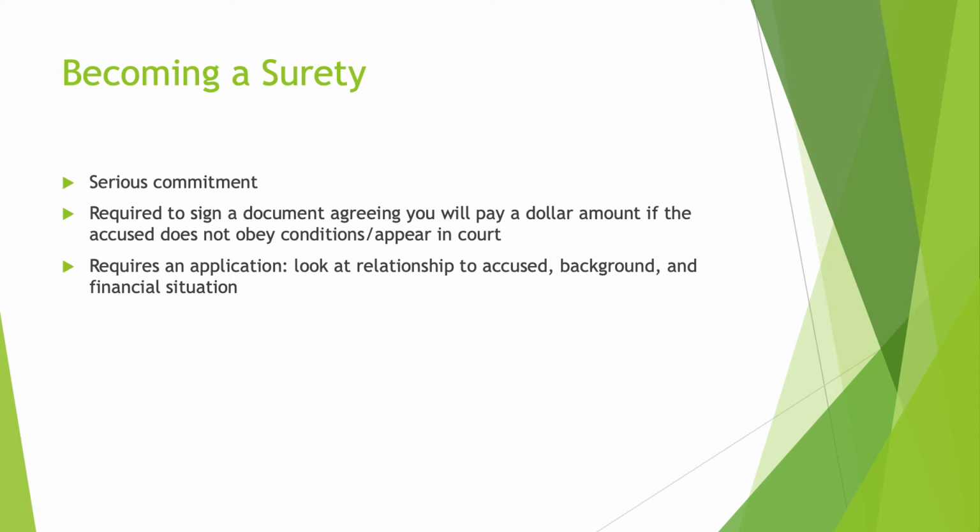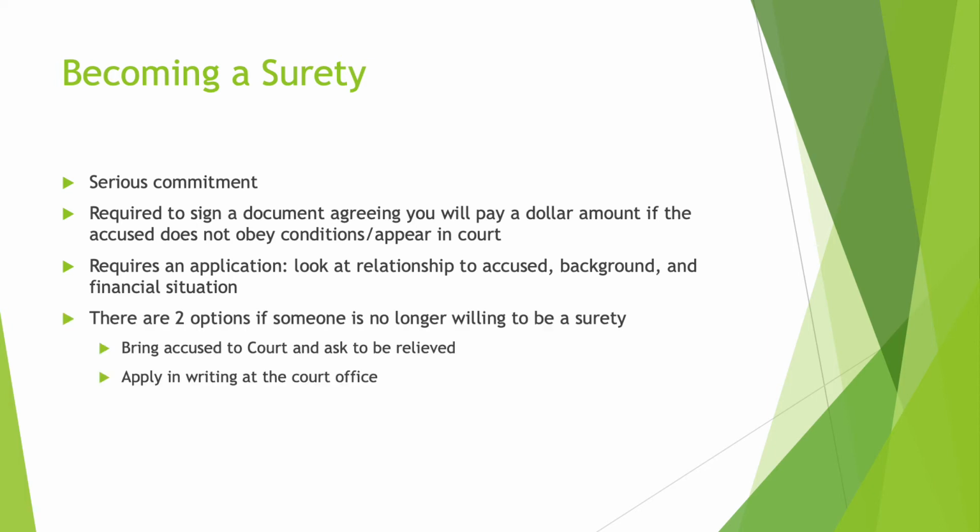If you are no longer able or willing to be a surety, there are two options available. 1. You can bring the accused to court and ask to be relieved of your responsibilities. Or 2. You can go to the court office and apply in writing to be relieved of your responsibilities. The court will then order the accused to be arrested, at which time your obligations have ended.